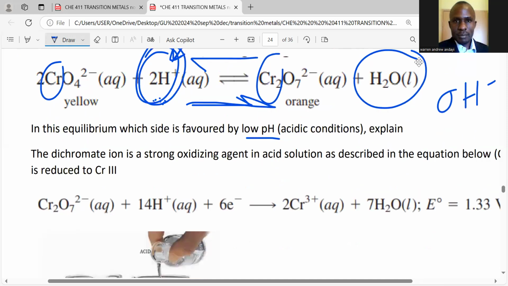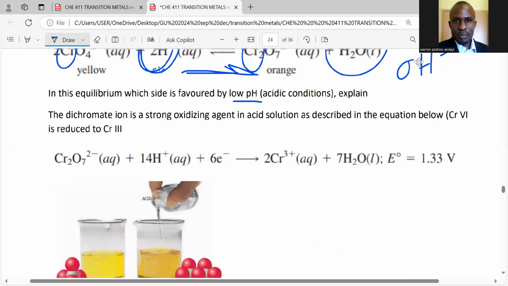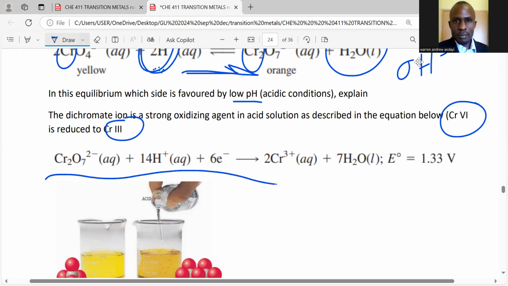So dichromate is found to be a very strong oxidizing agent. Chromic acid, which also contains dichromate, is used for cleaning glassware because it will oxidize all the things stuck on your glassware and help you clean them. Dichromate is a strong oxidizing agent whereby your chromium is reduced, okay? Your chromium will be reduced from 6 to 3. So this is how the dichromate reacts as an oxidizing agent.